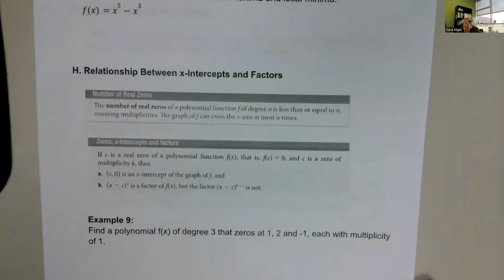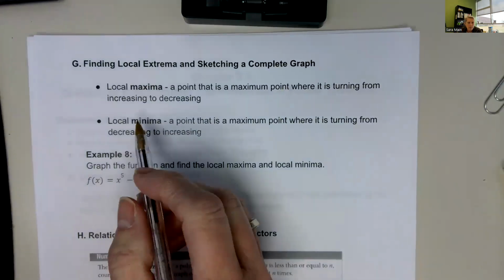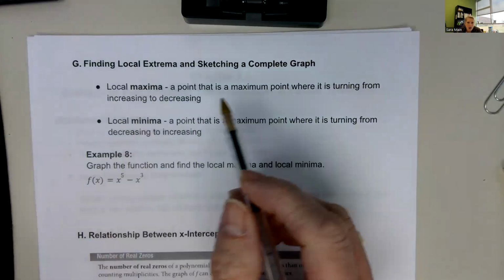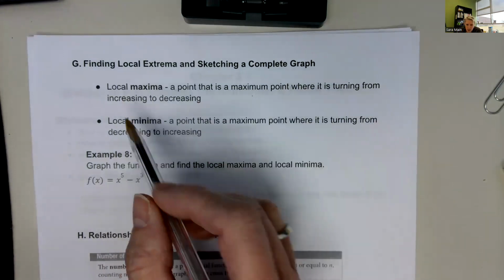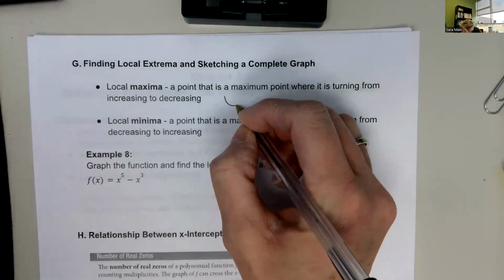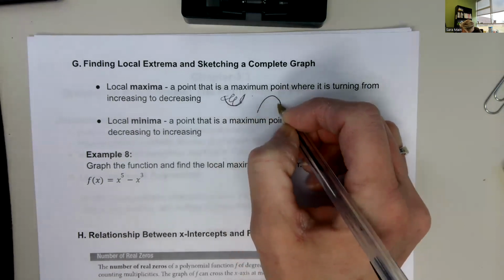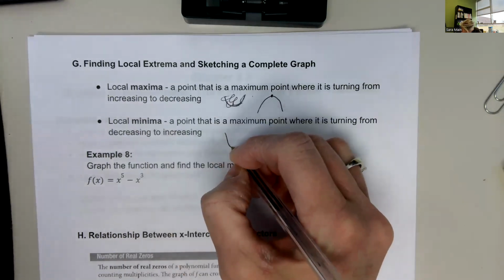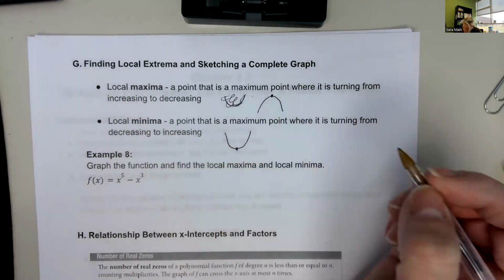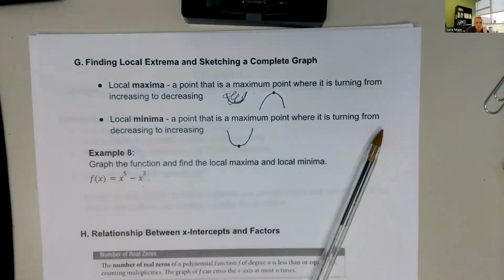A couple other things that we're going to look at when we get to polynomials are the maxima and minima, the local maximum and minimum. You can find these where the graph is turning. A local maximum point is where it's turning from increasing to decreasing, so you're going to have a high point. And a local minimum is when you're going from decreasing to increasing, so you're going to have a low point. So let's look at this graph of x to the fifth minus x cubed in Desmos and check it out.